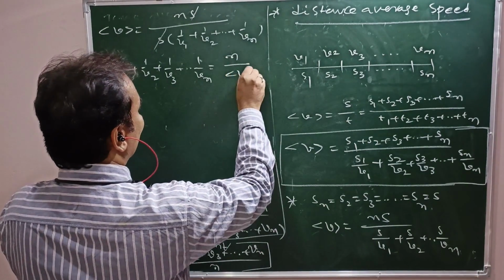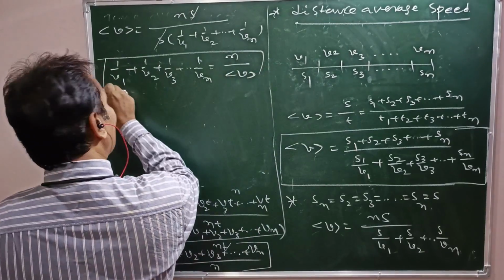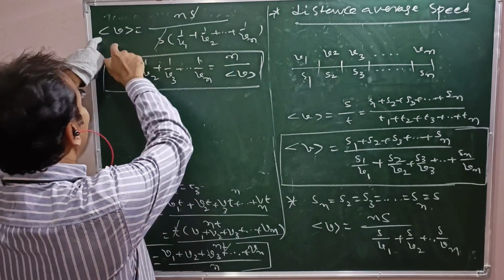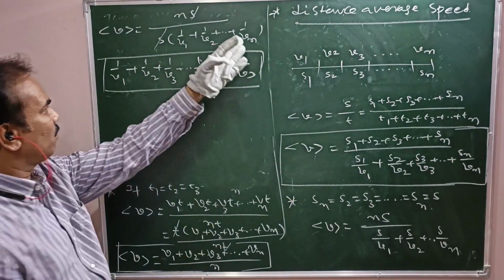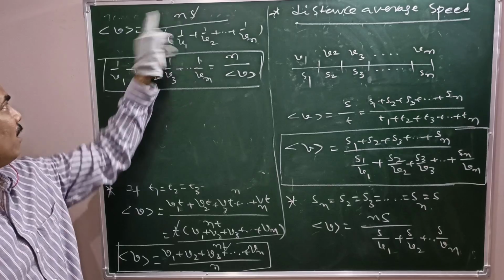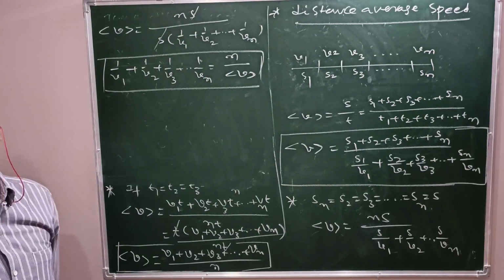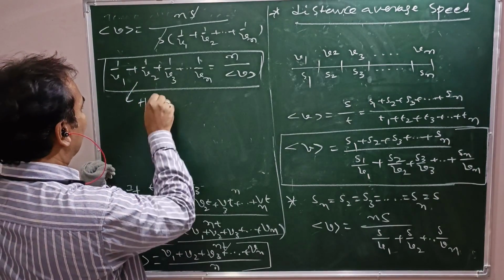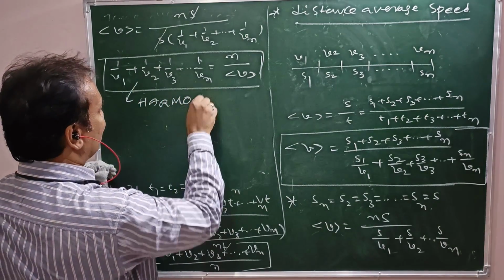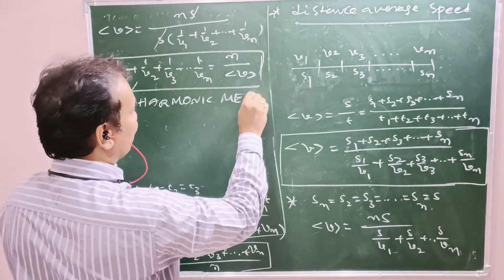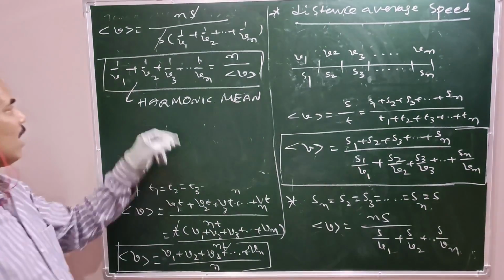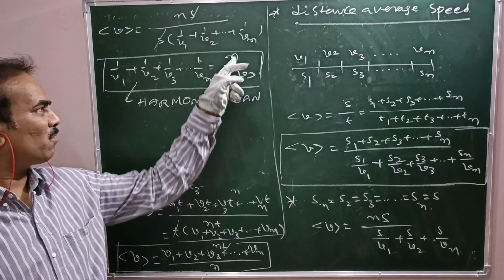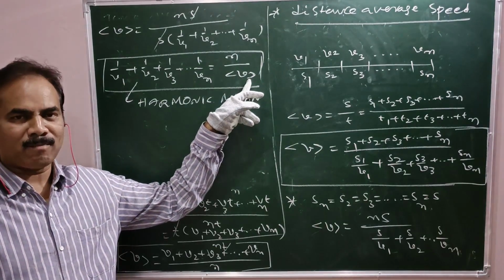Can we write like that or not? Check once. Take this denominator to this side, that is 1 by V1 plus 1 by V2 plus up to 1 by Vn equal to n by V, the average speed. This is what is called the harmonic mean. This is the arithmetic mean, and this is the harmonic mean: 1 by V1 plus 1 by V2 plus 1 by V3 plus up to 1 by Vn equal to n by average speed.